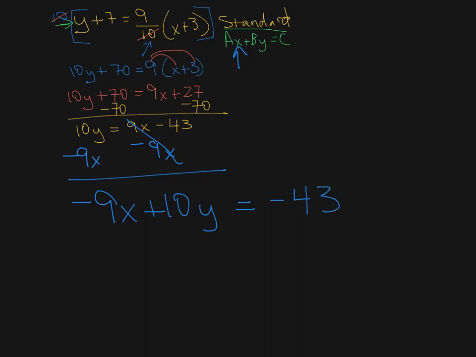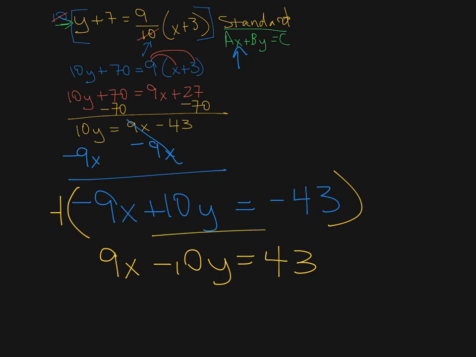But remember, I have to have a positive ax. A has to be positive. So the only way that I can make this a positive 9x is if I multiply the entire equation by a negative 1. So that would be a positive 9x minus 10y equals 43. And that's how you do it.